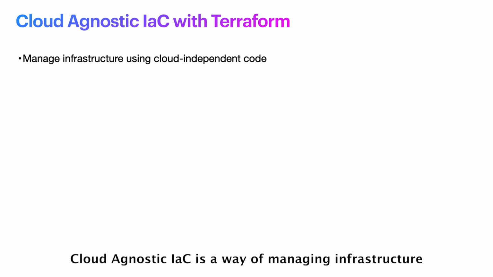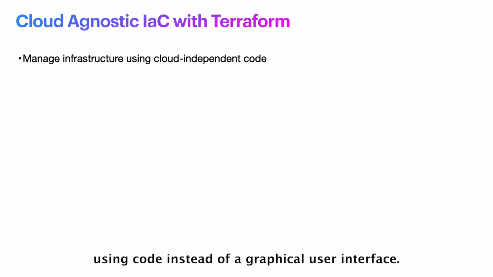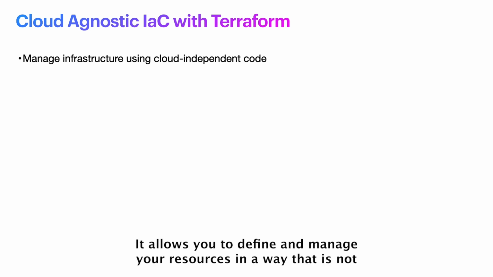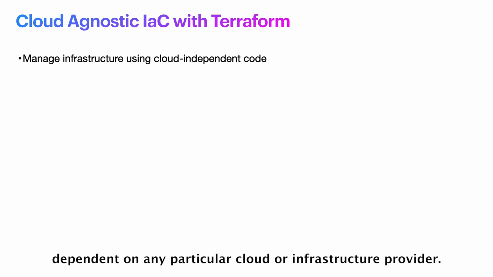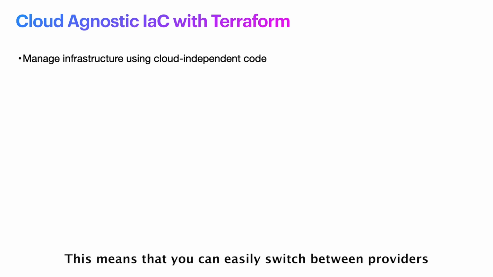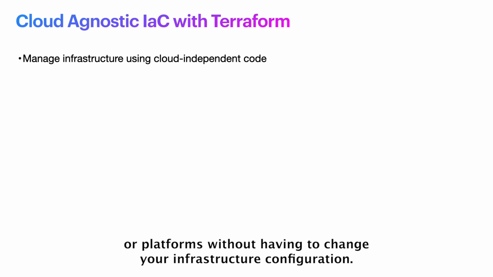Cloud-agnostic IAC is a way of managing infrastructure using code instead of a graphical user interface. It allows you to define and manage your resources in a way that is not dependent on any particular cloud or infrastructure provider. This means that you can easily switch between providers or platforms without having to change your infrastructure configuration.